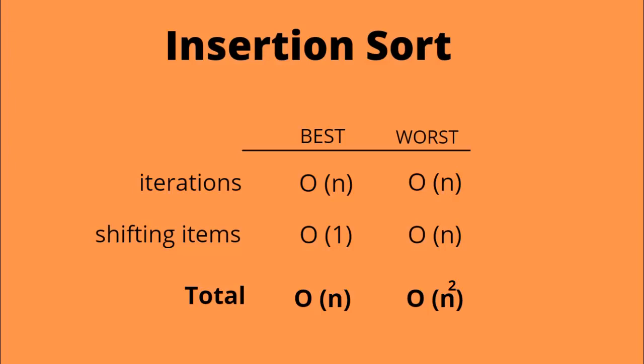For the worst case scenario, the array is in descending order. We need to shift all the items to the right of the current item. That's an O of n operation as well. So the total time complexity of insertion sort for the best case scenario is O of n or linear, or O of n square or quadratic for the worst case scenario.